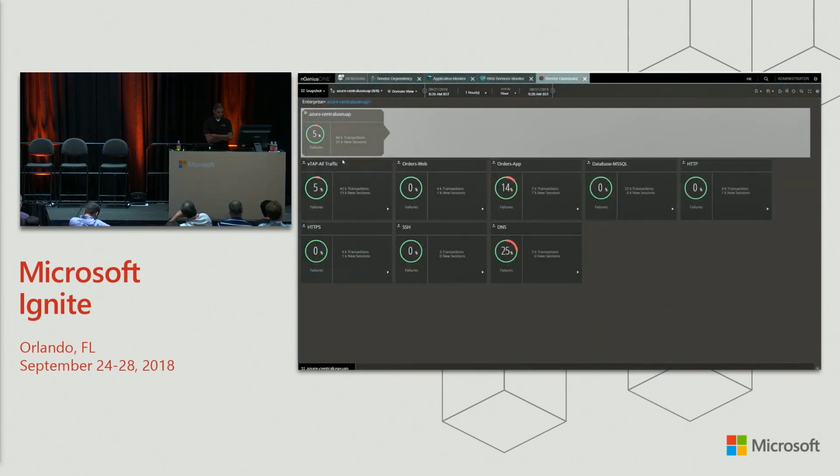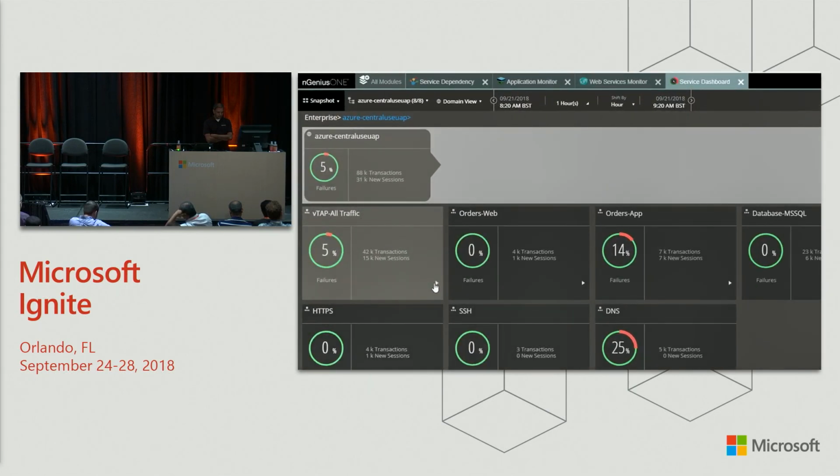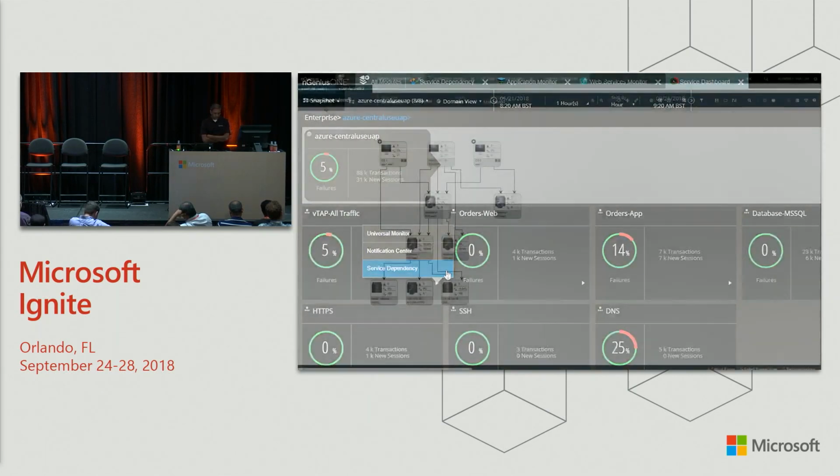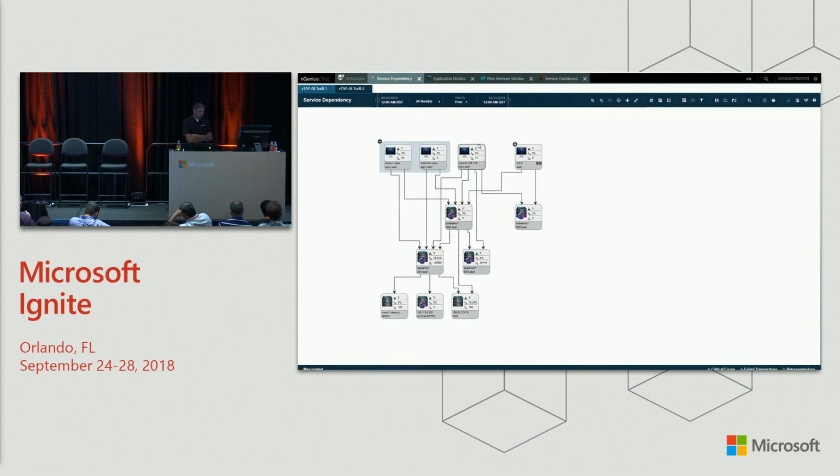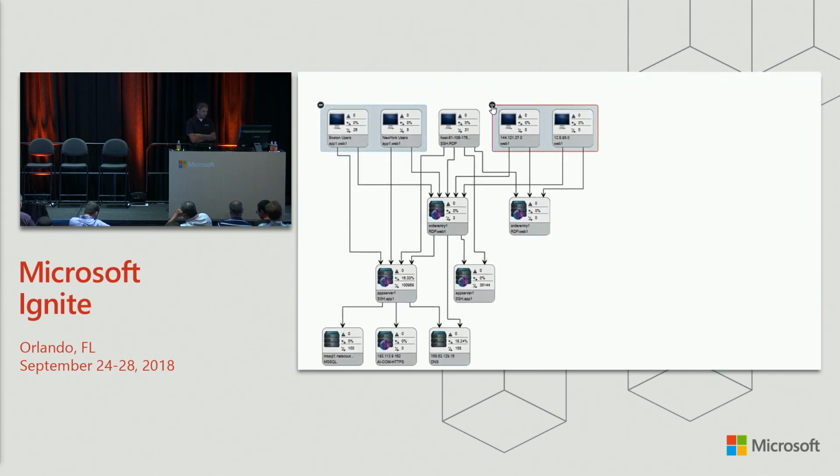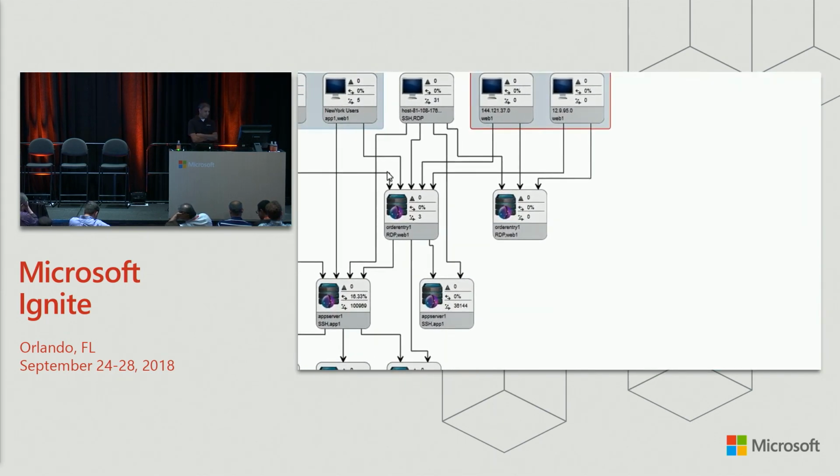In summary, this was a quick demonstration of Azure VTAP providing the wire data which is transformed to smart data by NetScout vStream technology, and in combination with Ingenious One provides key insights to our application service performance and dependencies in the hybrid cloud.